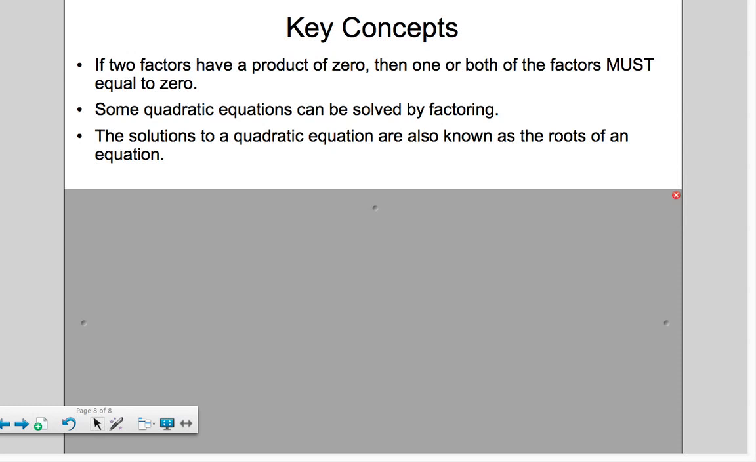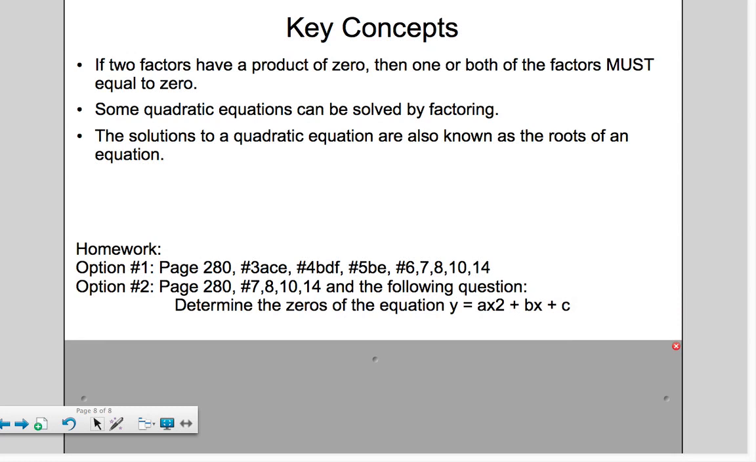Now factoring is nice because you don't have to actually calculate the vertex, right? You just want to find y is equal to 0. Finding the solutions to a quadratic equation is also known as finding the roots. That's the new terminology in this unit or this lesson, although I kind of hinted at the idea of a root of an equation in the past. Basically, when that equation is 0, what is the value of the variable?